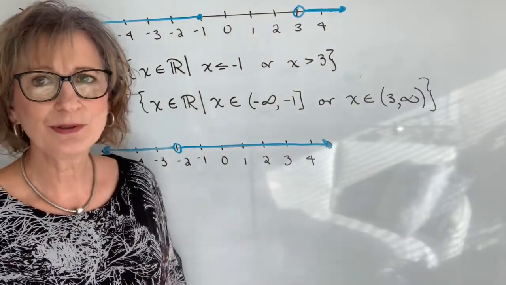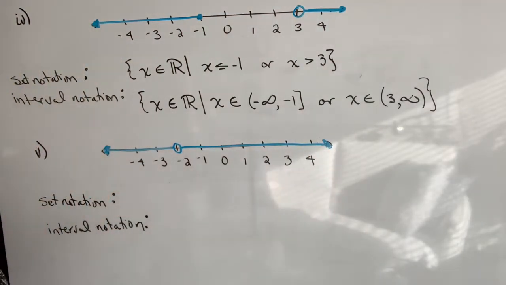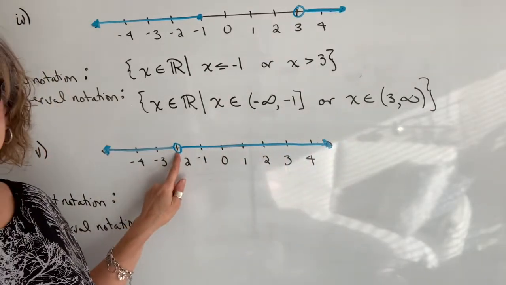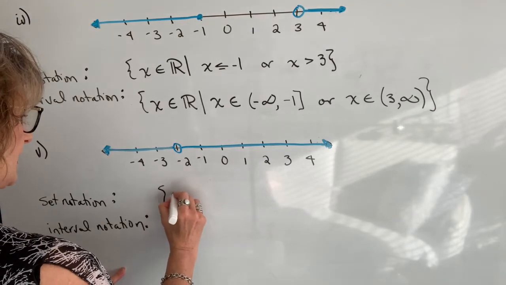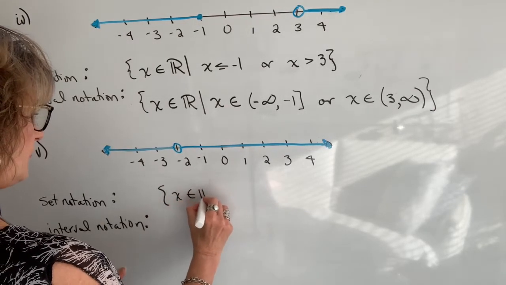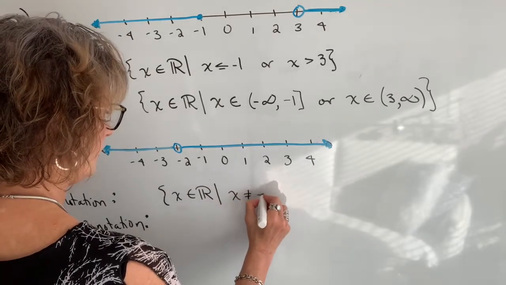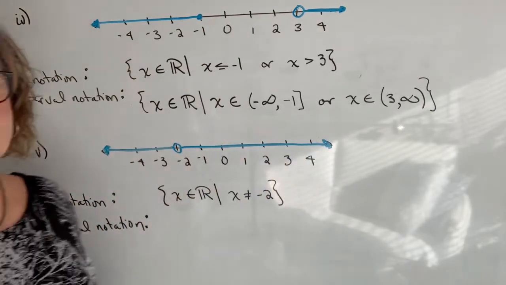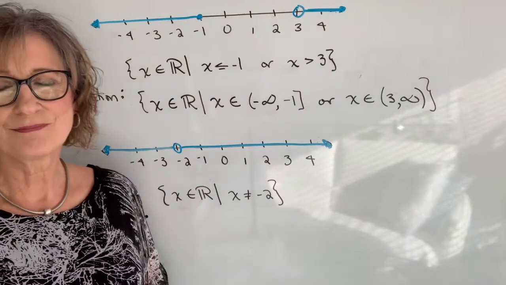One last example. You might have a situation like this one, where it's all values on your number line except for one particular value. If I was using set notation to indicate that, I would say x is an element of the set of real numbers such that x does not equal -2, which means it equals all other real numbers on your number line. So it can be anything except -2.